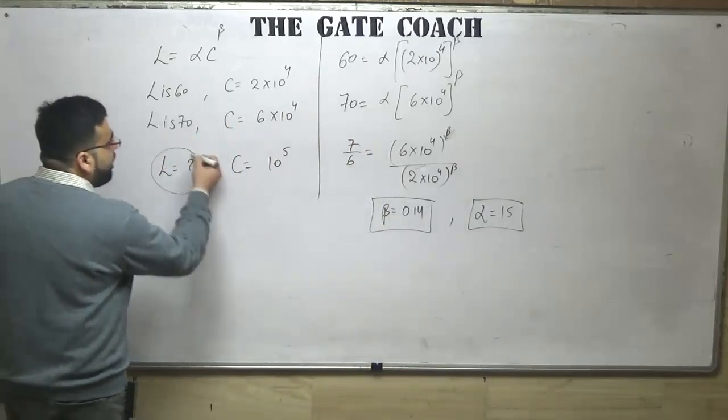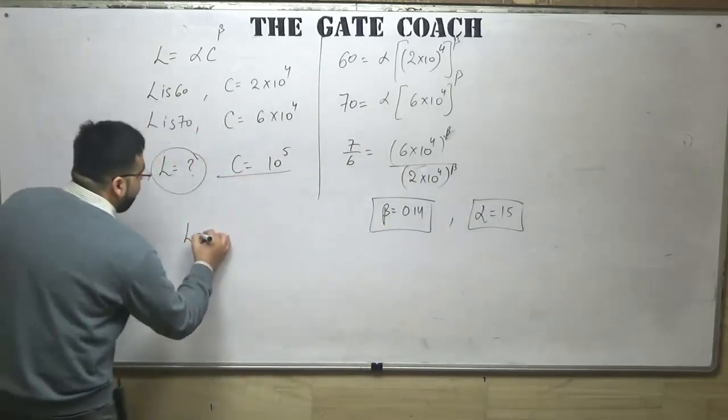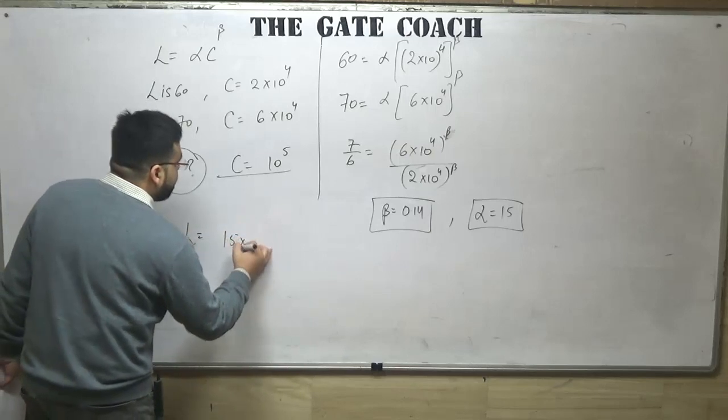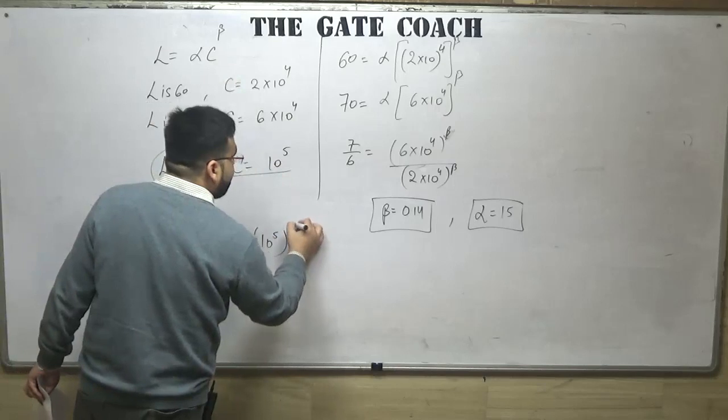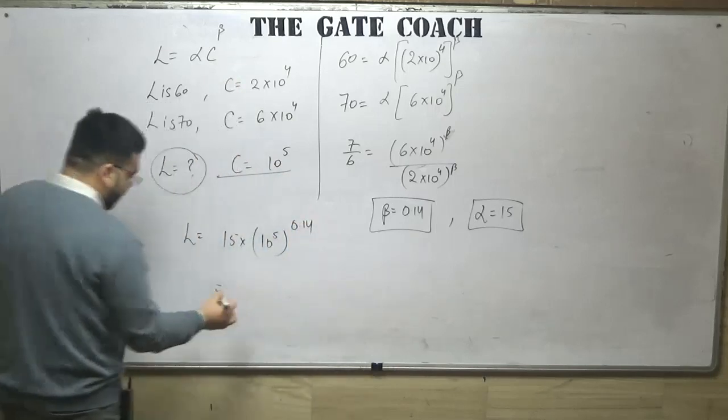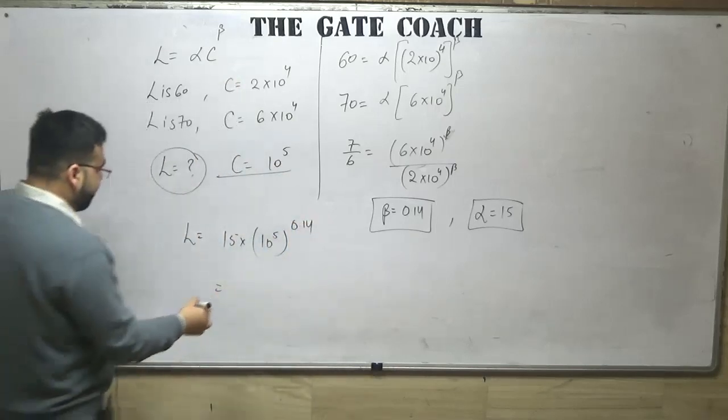Now you have to find the value of L at this particular thing. So L will be equal to alpha, that is 15, into c raised to the power beta, c is 10 raised to the power 5, raised to the power beta, that is 0.14. If you solve it, L is coming out to be nearly 75.